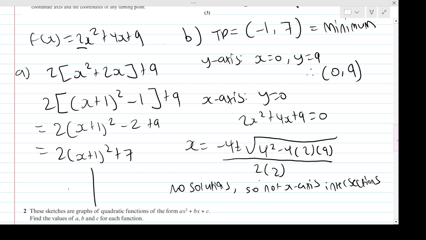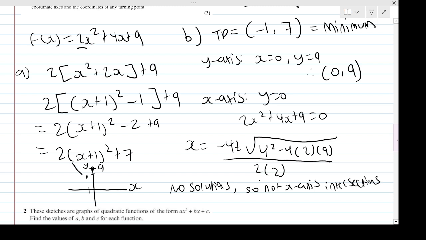Never mind. 0, 9. So 9 is probably about there, right? It's quite high. So you have x and y. So it's going to cross there at 9. But then the turning point is minus 1, 7. So 7 is going to be about there, right? And minus 1 is going to be there. So the turning point is going to be there, okay?